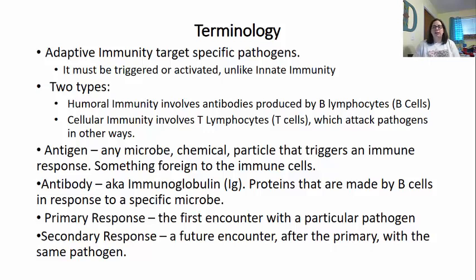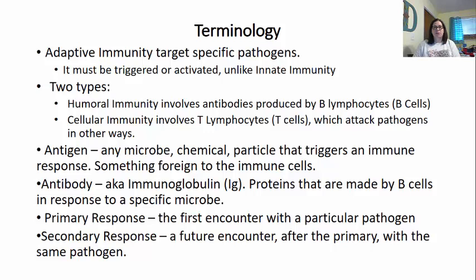So when we look at this, antigens are any microbe, chemical, or particle that triggers an immune response. It's an invader, whatever this invader might be. So this is something foreign to your immune cells. That's something that does not belong. We also have antibodies. Antibodies are also known as immunoglobulins, or Igs. These are proteins that are made by B cells in response to a specific microbe, again, a specific invader.